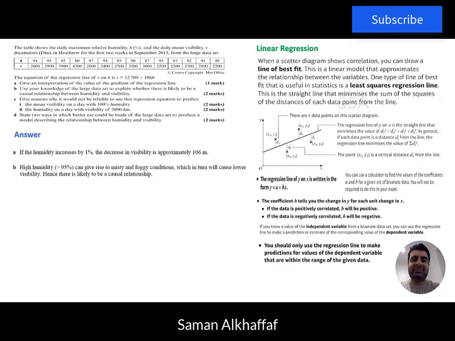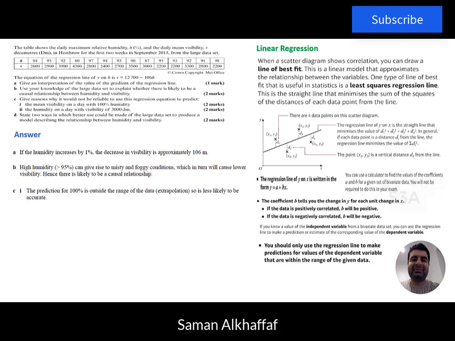For part C, give reasons why it would not be reliable to use this regression equation to predict, for part I, the mean visibility on a day with 100% humidity. So our explanation in this scenario: the prediction for 100% is outside the range of data, based on extrapolation, so it is less likely to be accurate.